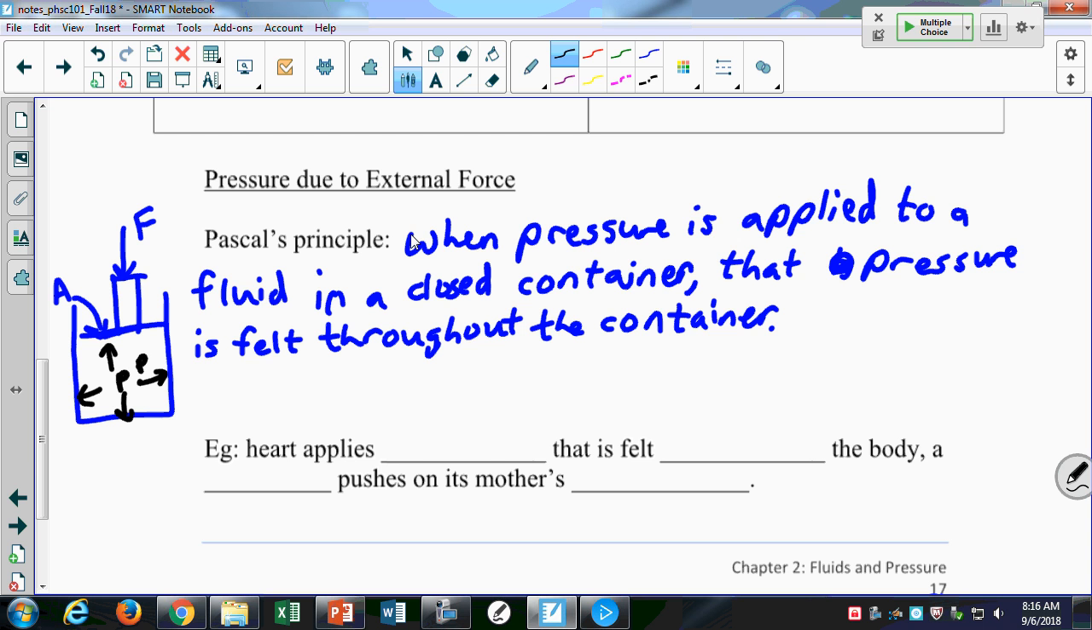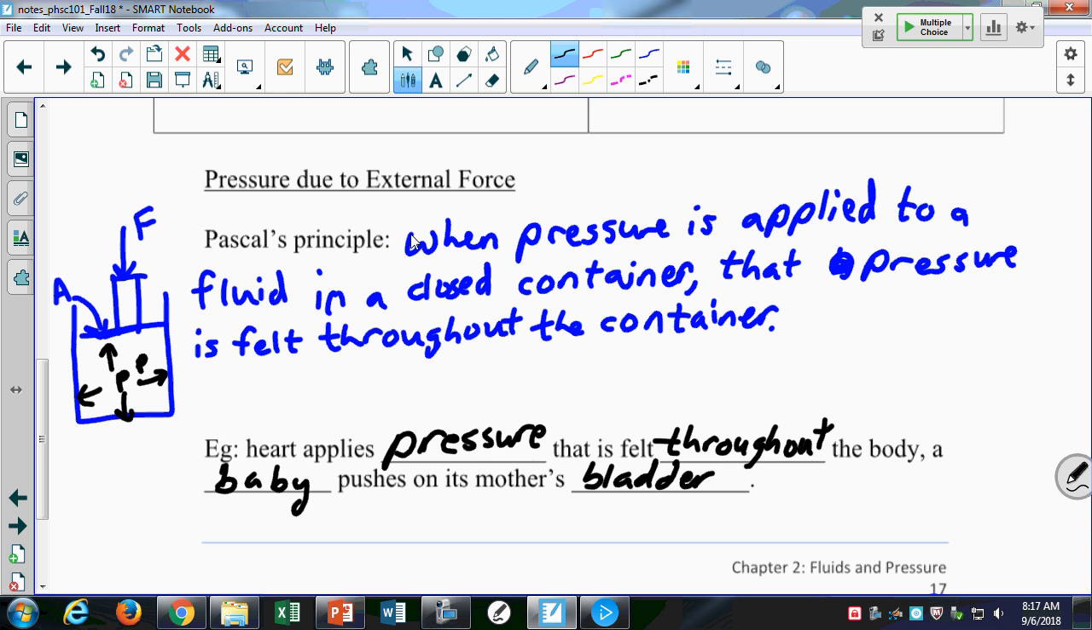Like the heart applies pressure. Fortunately, when our heart pumps, boom, boom, boom, it applies pressure that's felt throughout the body. That's how we're alive. A baby pushes on its mother's bladder, and that causes a pressure, right? When a baby kicks on the mother's bladder, it increases the pressure inside the bladder, and then that makes her need to go.